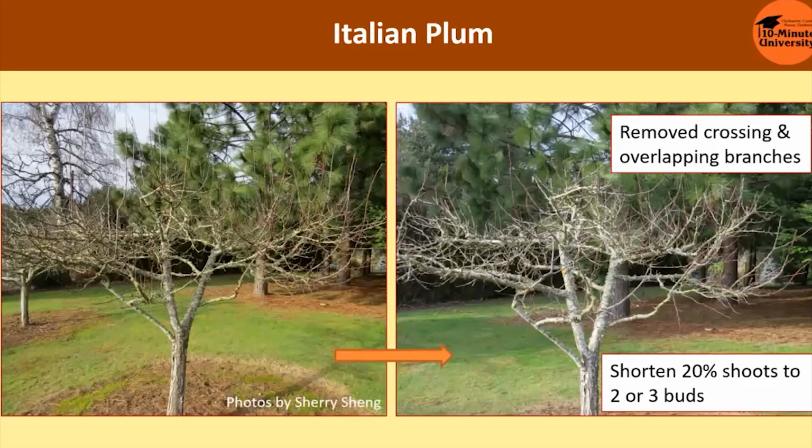This is our Italian plum that we pruned. And the major things we did are removing some crossing and overlapping branches. We did shorten some of the shoots to 2-3 buds to stimulate new growth.